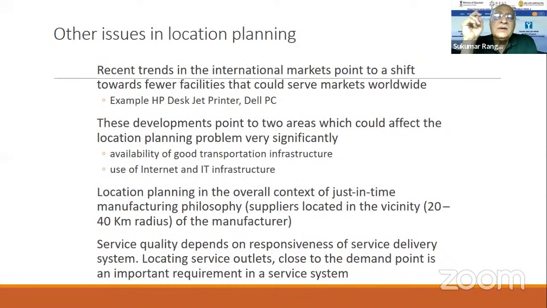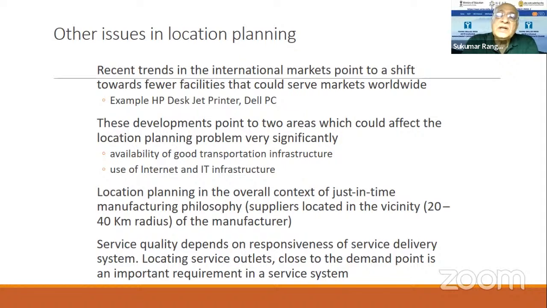So, availability of good transportation infrastructure, use of internet and IT services. Location planning is an overall context of just-in-time manufacturing philosophy. See, basically what is happening in manufacturing, in most manufacturing, is that people don't want to hold too much inventory, because inventory means there is a cost, and it defeats the economy of economics fully.